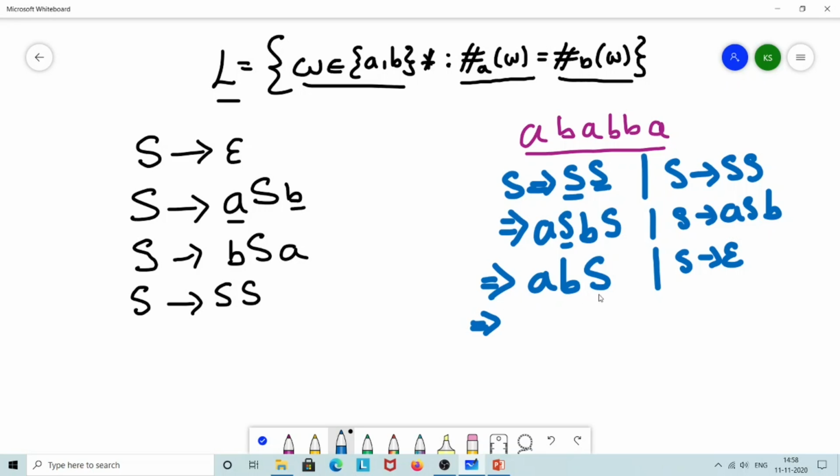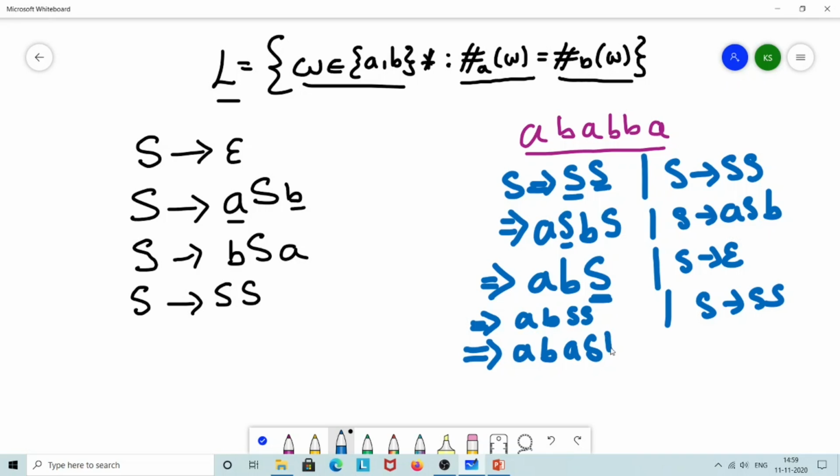Now make your guess what rule I have to apply here. I have to apply, again, S gives SS, right? What I'm doing is a leftmost derivation. That is, the leftmost non-terminal in the derivation is evaluated. So this has to be replaced with what do I require next? Again ASB. So I will write ASB followed by an S.